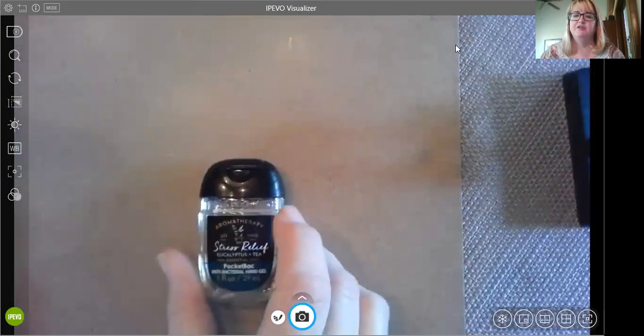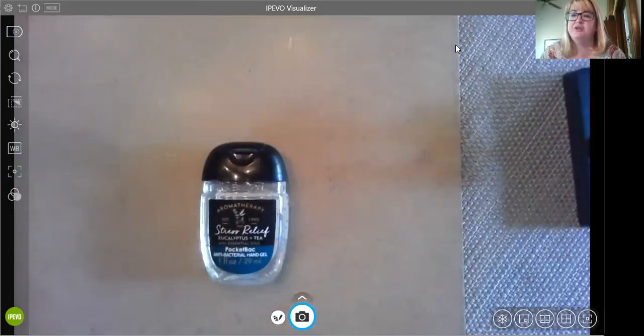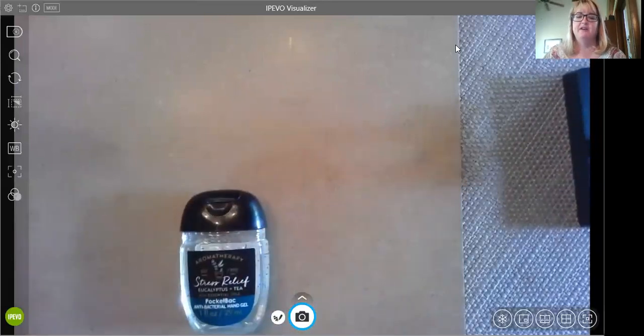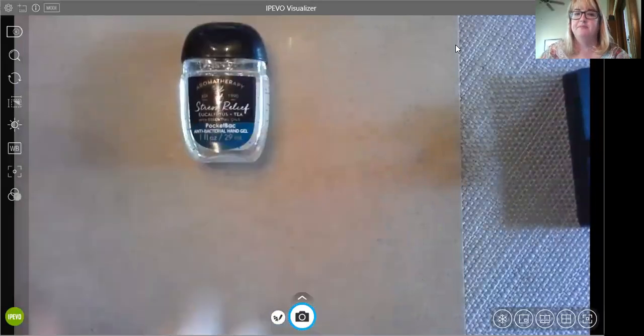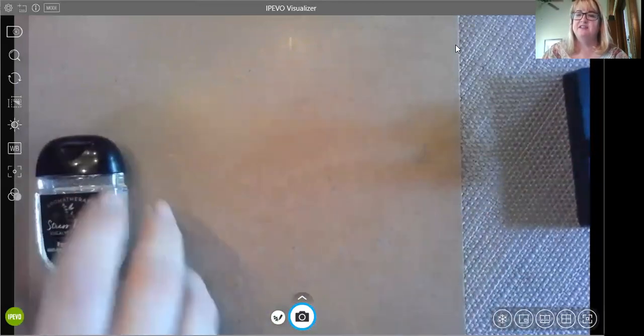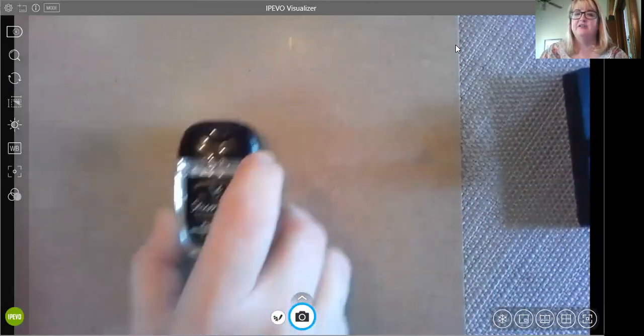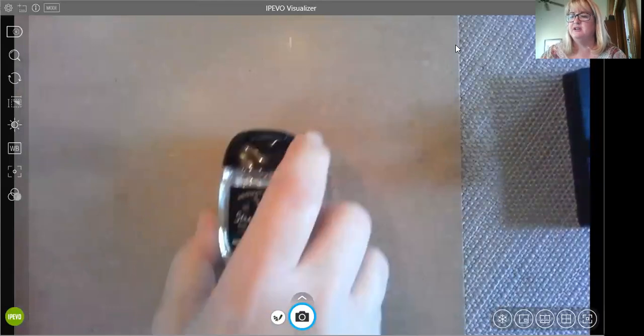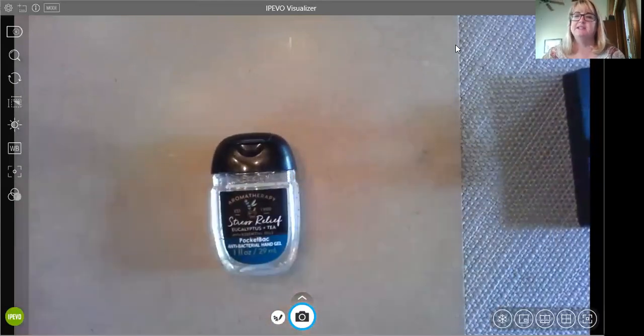A transformation is a movement, and I'm going to demonstrate the different types of transformations on this mini bottle of hand sanitizer. The movements that we are going to look at are translations. I'm going to translate this bottle of hand sanitizer. I can translate it up, down, to the right, and to the left. I can translate it diagonally, but a diagonal translation is a movement to the right and a movement up. It's a combination. So translations are just movements left, right, up, down, or some combination of that.